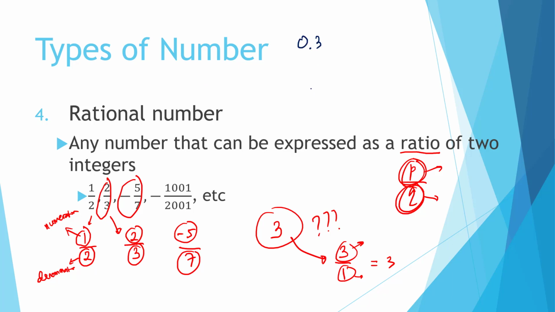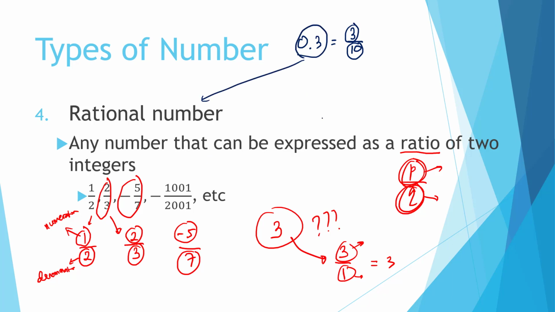0.3. The question is, is this a rational number? To determine whether it is a rational number or not, you need to convert this into a fraction first. 0.3 is the same thing as 3 over 10, correct? The numerator, 3, is an integer, and the denominator, 10, is also an integer, so we can say 0.3 is also a rational number.